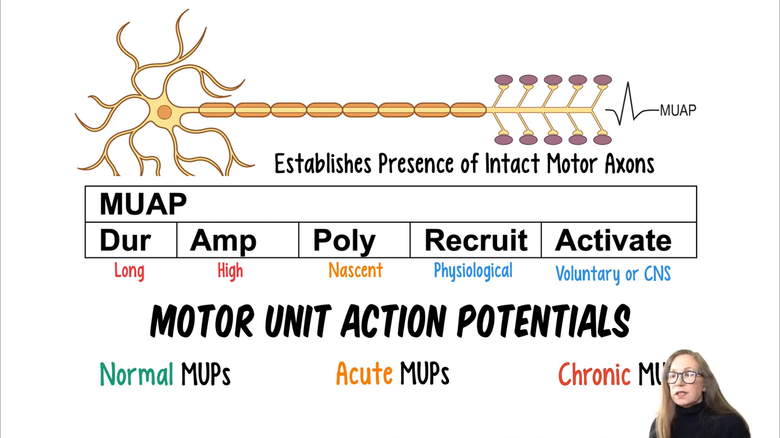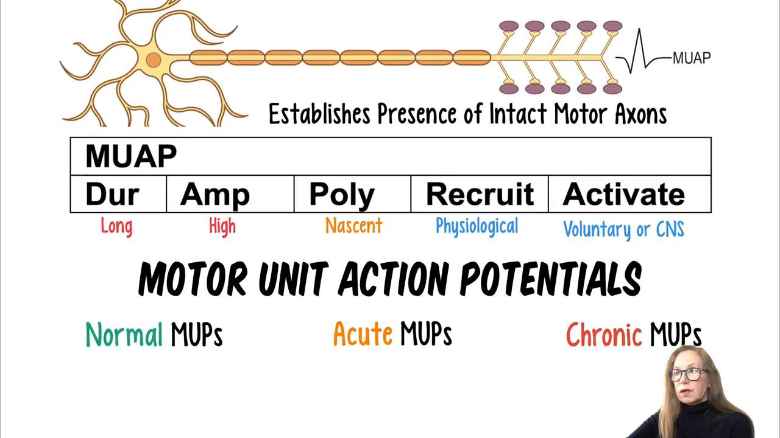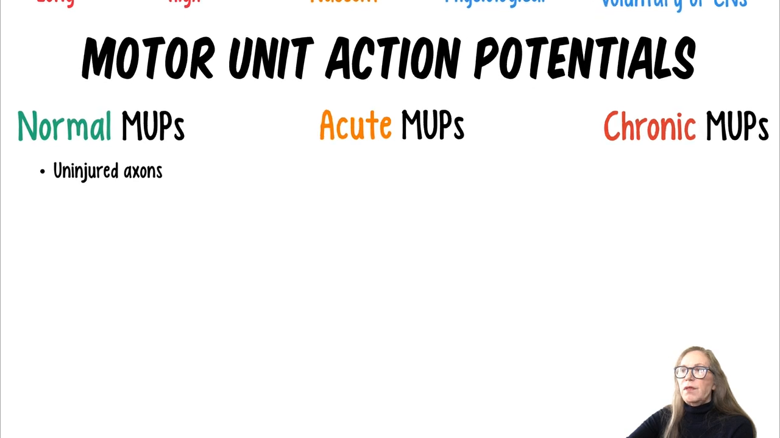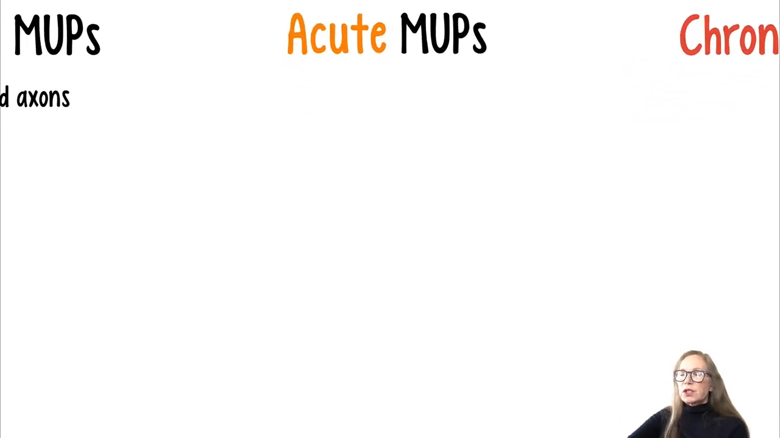So recruitment is physiological, and we'll talk about this later on, but recruitment tells you how many of these motor end plates are connected and how many you can recruit. So if you have hardly anything there, your recruitment is severely reduced. If you've got a lot of nerves reconnecting, then it's mildly reduced recruitment. And of course, normal recruitment is everything is there. So uninjured axons, normal MUPs, and then acute MUPs break down into 2 types, collaterally sprouting and nascents.